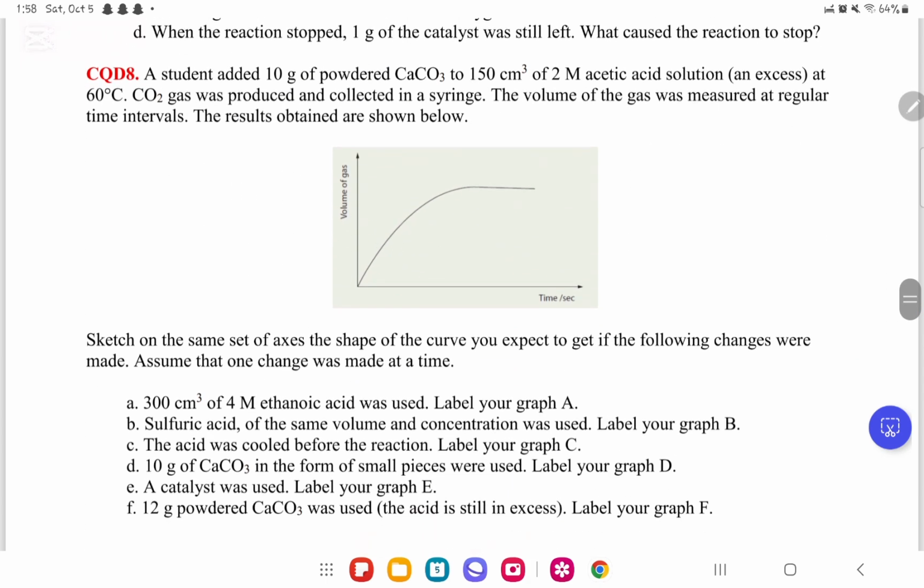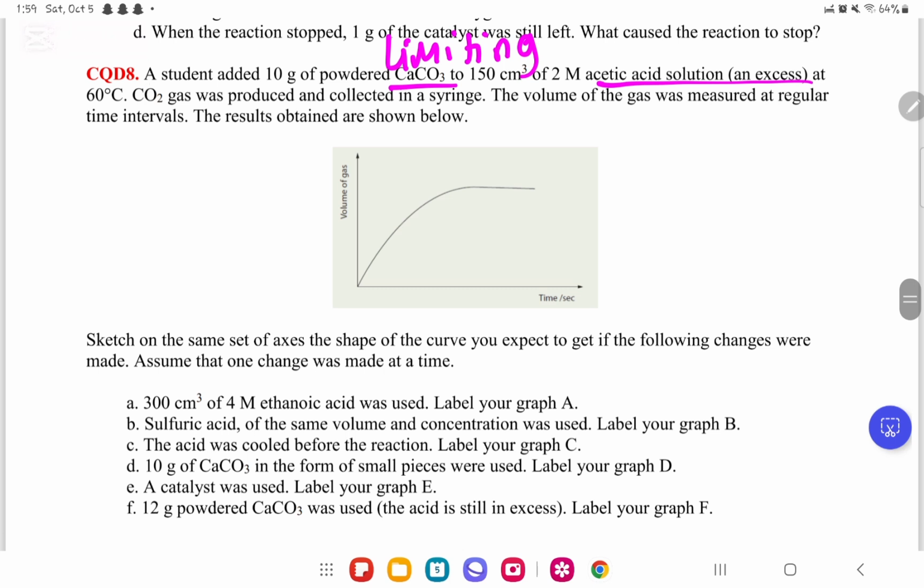CQD number 8. A student added 10 grams of powdered CaCO3 to acetic acid. Acetic acid is in excess, so CaCO3 is limiting. Okay, at 60 degrees Celsius, CO2 gas was produced and collected in a syringe. The volume of the gas was measured at regular time intervals. The results obtained are shown below. They need us to sketch on the same set of axes the shape of the curve you expect to get if the following changes were made.